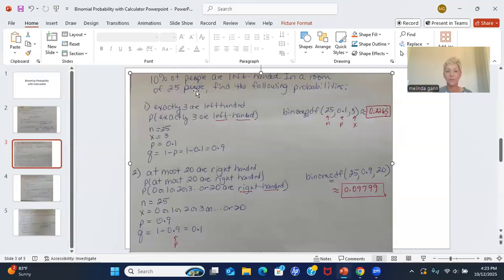Okay. Now, what if instead the problem had said 10% of people are left-handed, and in a room of 25 people, find the probability that at most 20 are right-handed? I've changed the problem. So I've got a P, at most 20 are right-handed.